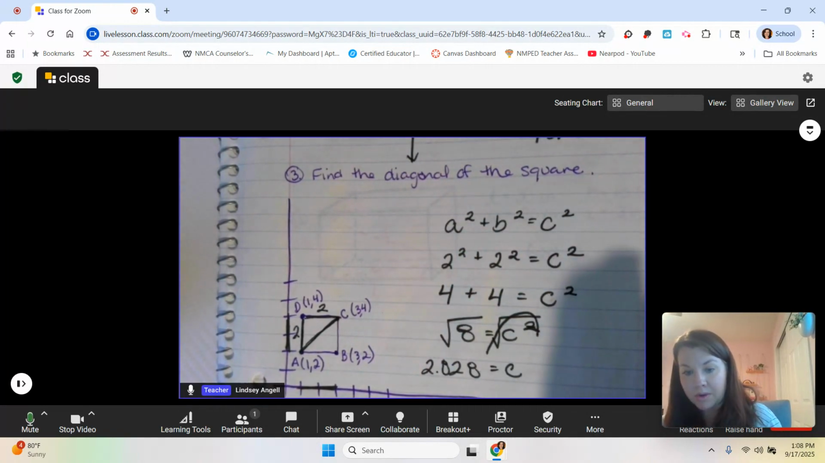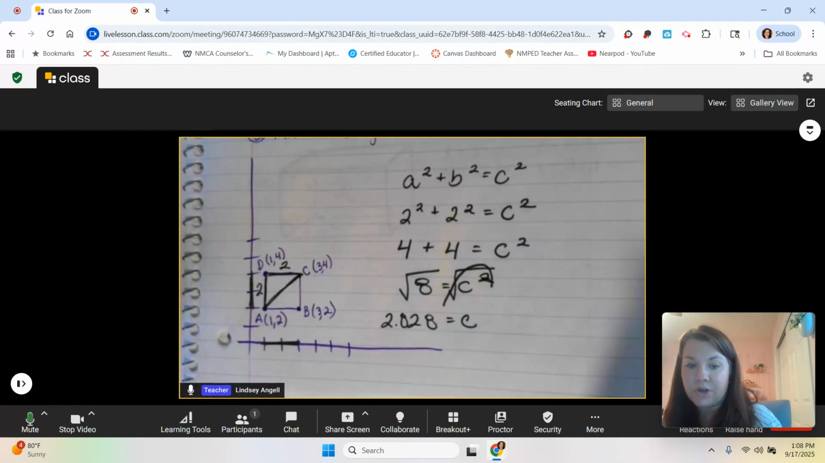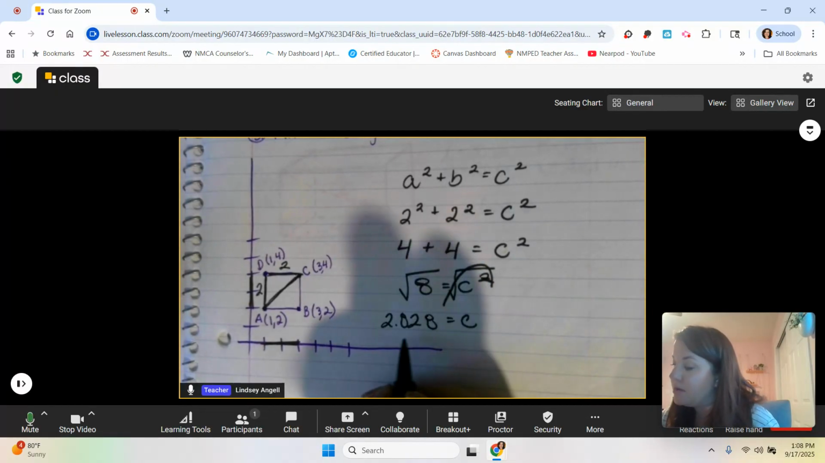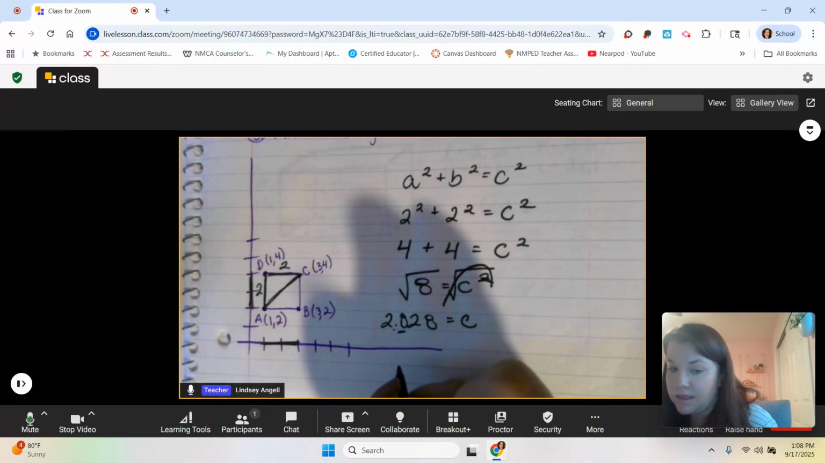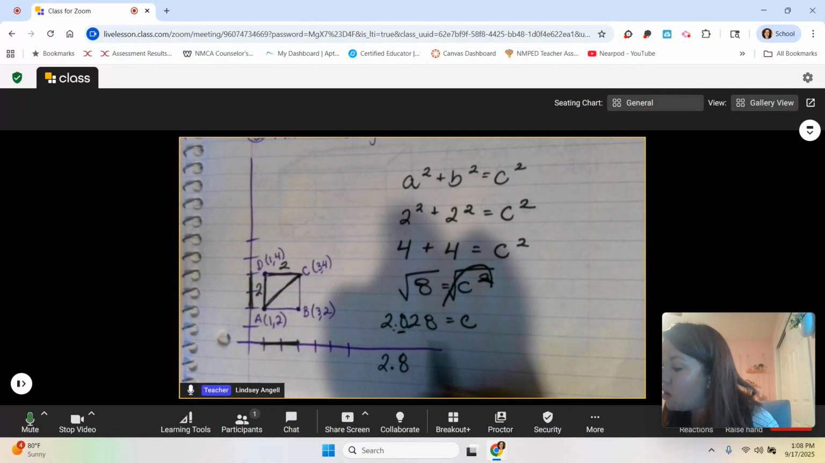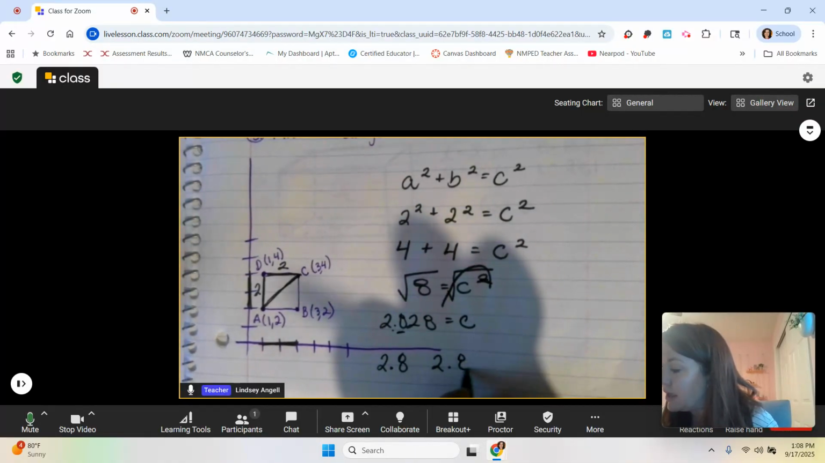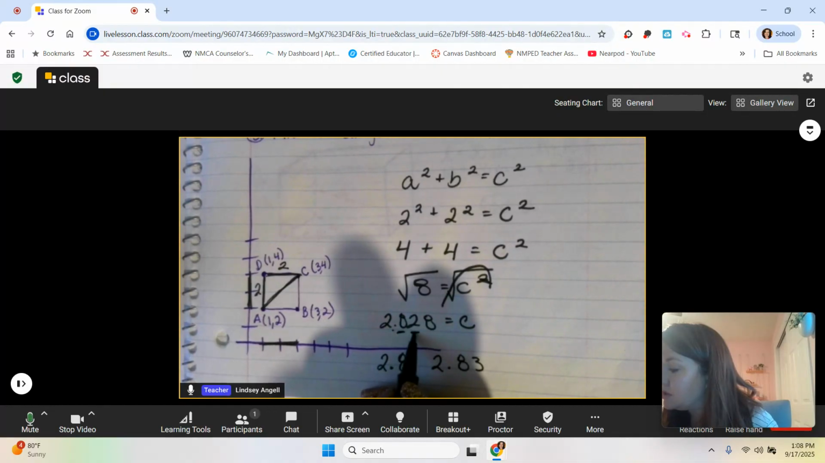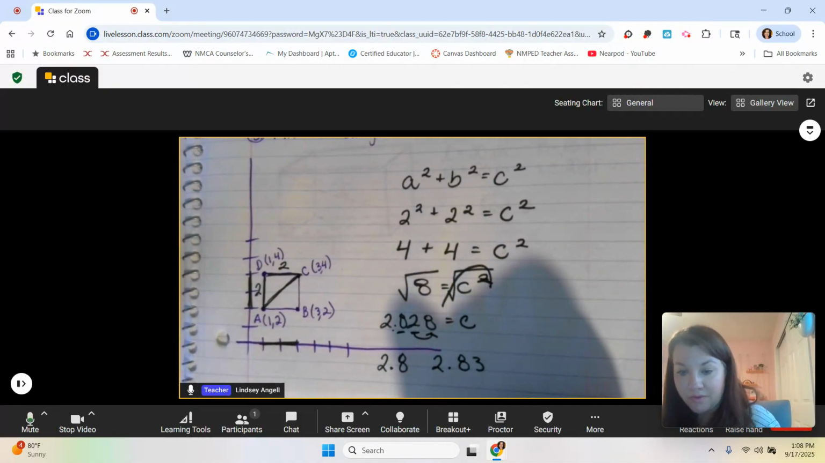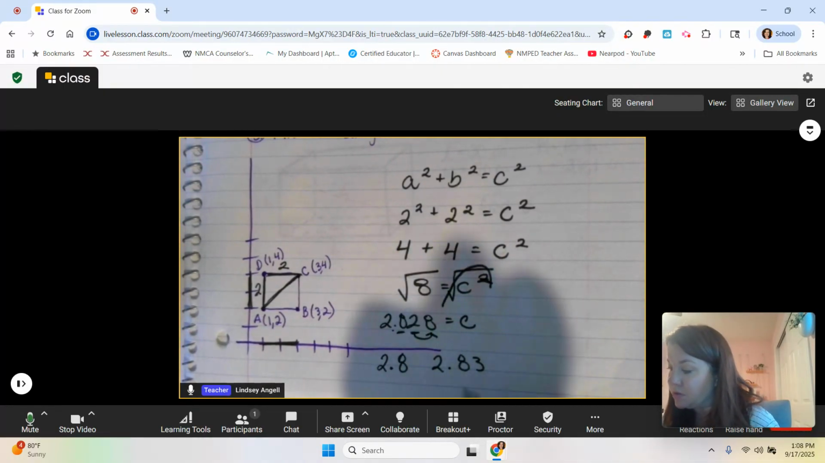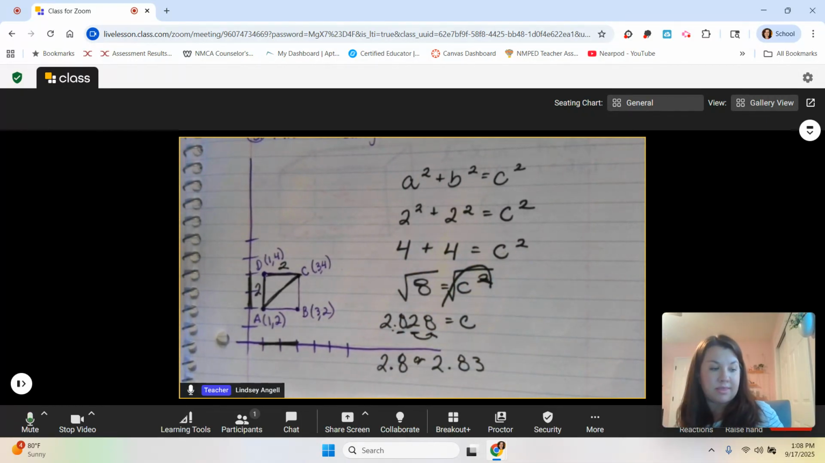And again, depending on what it asks for, if it asks for you to round to the nearest tenth, we could say that 2.8 is our final answer. Or if it asks us to go to the hundredths place, we would say 2.83, because I would look to the right of it, and that's 5 or more, so the 2 gets bumped up to a 3. Okay, and that'll just depend on how the question asks you to answer.